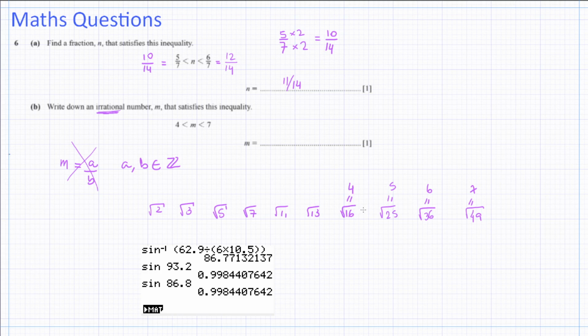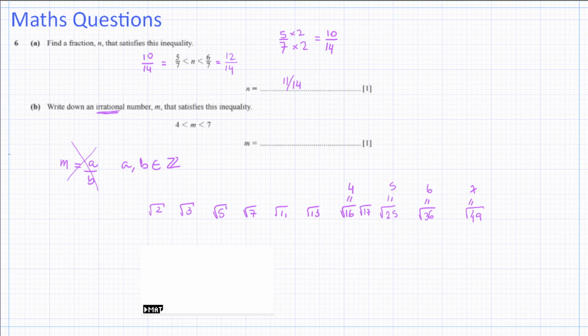So for example, if I was to get root of 17, 17 is a prime number. So I won't be able to actually solve this. I can even show you on the calculator. So if we do square root of 17, we get 4.123105626.